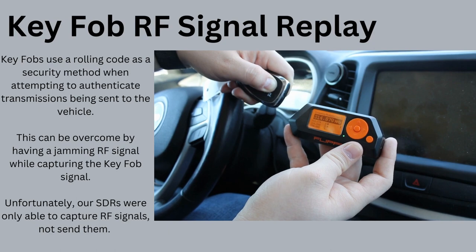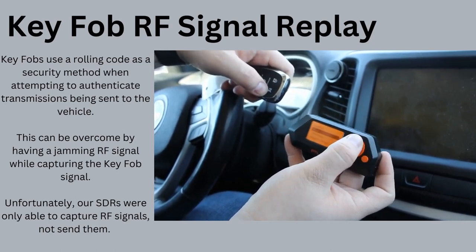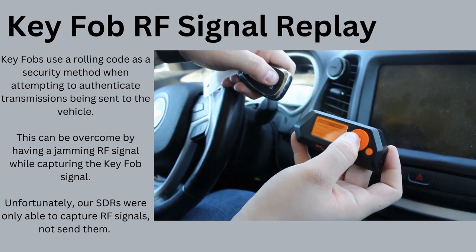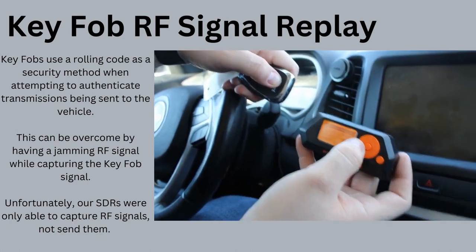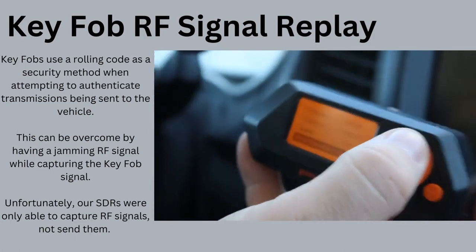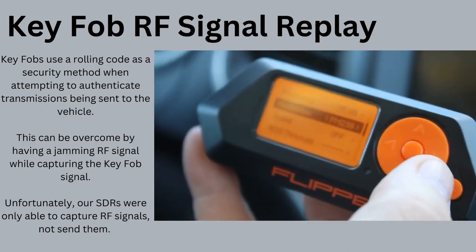Initially, we attempted to hijack and replay the unlock RF frequency sent by the key fob. This attack, known as a roll jam attack, uses a jamming RF source and a capturing RF receiver simultaneously. Unfortunately, this implementation of RF exploitation was found not viable due to a hardware limitation found within our software-defined radio devices.